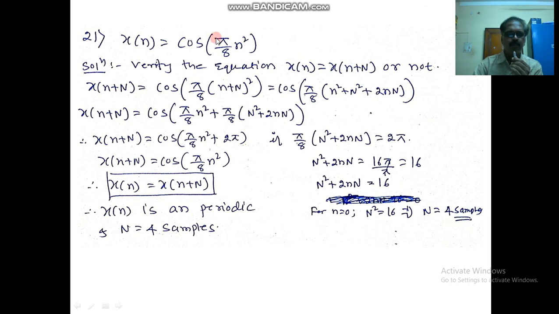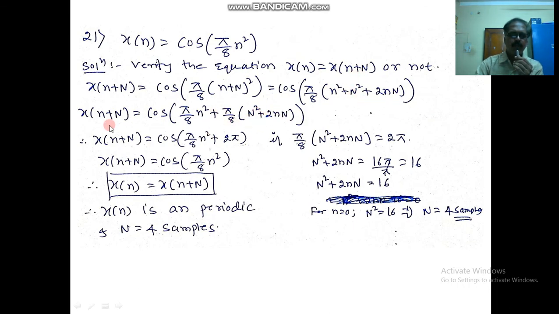That's why here I am using the verification of the equation x of n equal to x of n plus capital N or not. So first we find x of n plus capital N. Wherever we have small n, replace it by n plus capital N, whole square. Use the a plus b whole square formula here. Therefore x of n plus capital N equals cos of pi by 8 into (n square plus capital N square plus 2n into capital N).